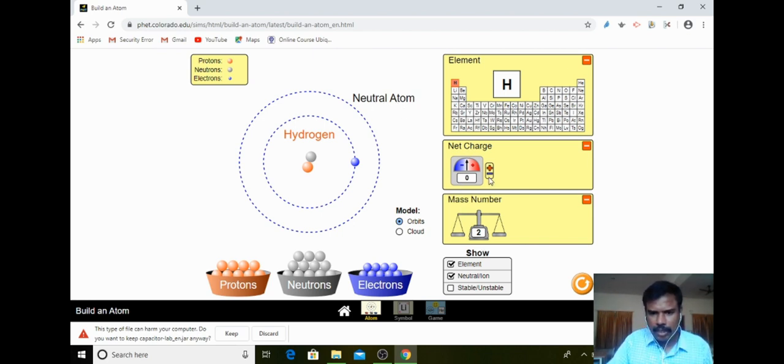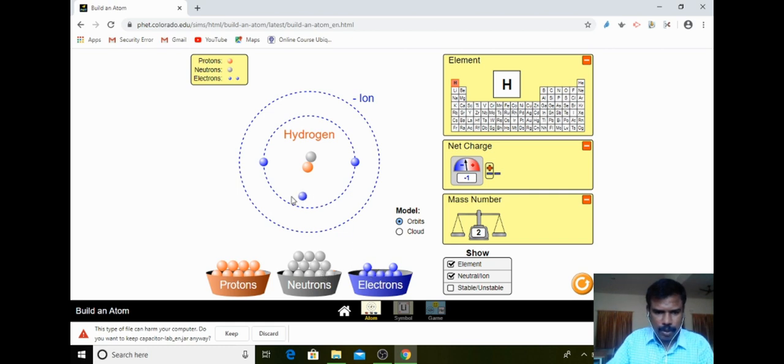If I add an electron, it is a neutral atom, and the mass number is 2. Here what is the net charge? It is 0, and the element is H. Before, when I took only the proton, the symbol was plus. If I add the electron, it is neutral. If I put another electron here, it becomes an ion of the same element.